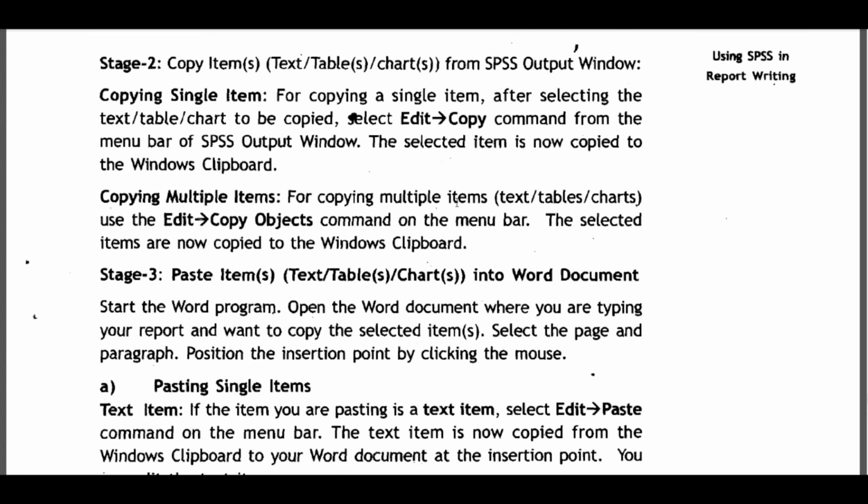Copying multiple items. For copying multiple items like text, table, chart, select the Edit, Copy Objects command on the menu bar. The selected items are now copied to the Windows clipboard.